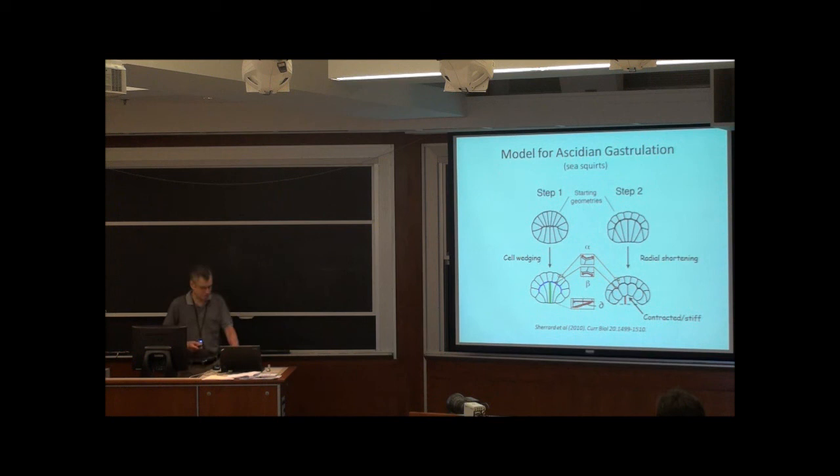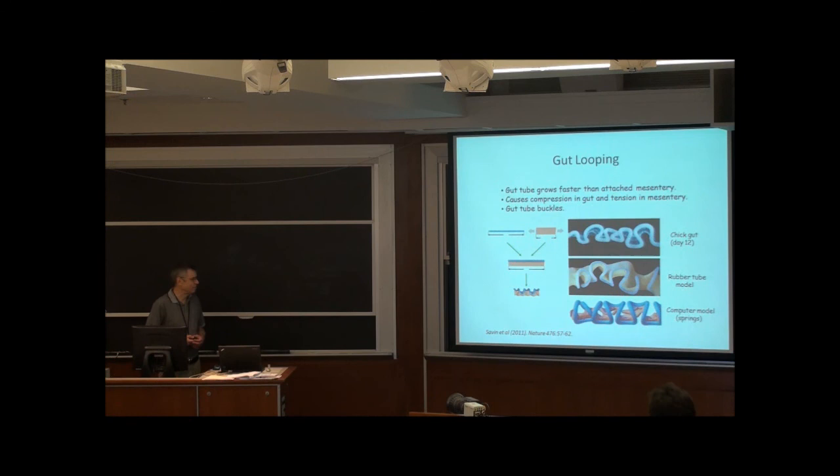And they used a relatively simple model to show the feasibility of this process. And then I want to mention this gut looping problem. It's even more recent. When you think about it, the gut eventually has to grow and grow and grow, and you have to coil up to fit into your abdomen. And it was not really understood how this happens.